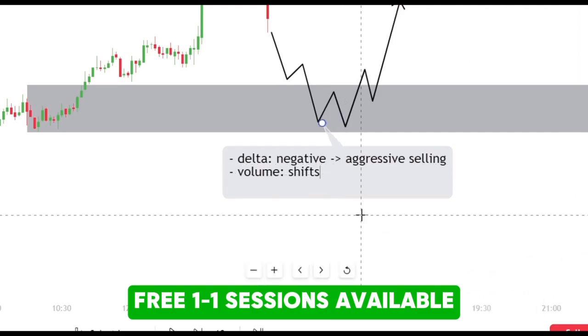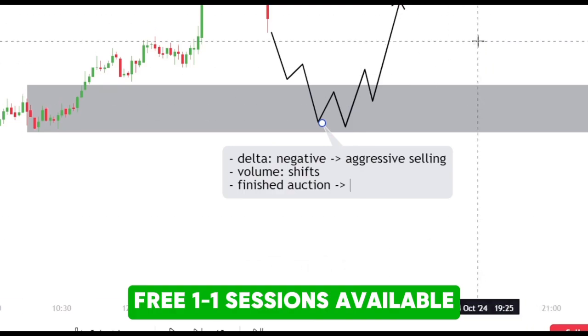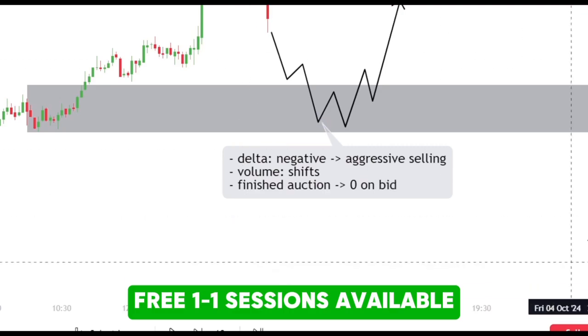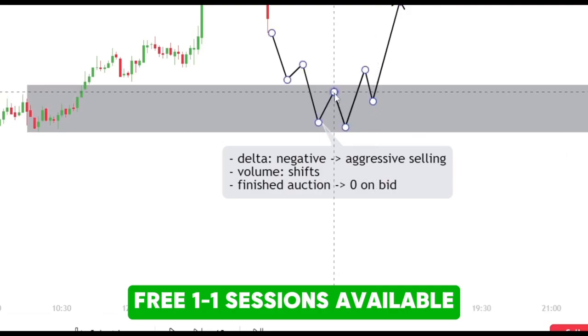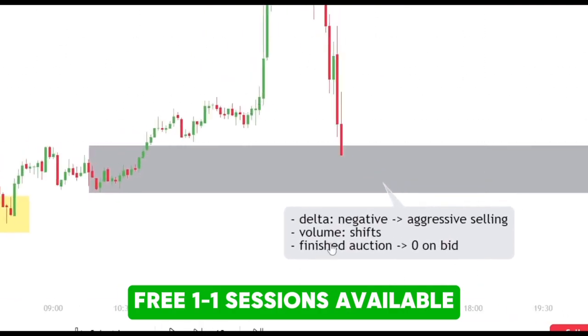And the last thing we want to see is something called a finished auction. A finished auction is when we have a zero on one side, right? So if you remember, we have the bid on the left-hand side and the ask on the right-hand side. So what you want to see is a zero on the bid, because when you see a zero on the bid, and we're going to be going over this on the footprint chart, what that represents is there are no aggressive sellers trying to drive price down. So let's see how price enters the zone, right?